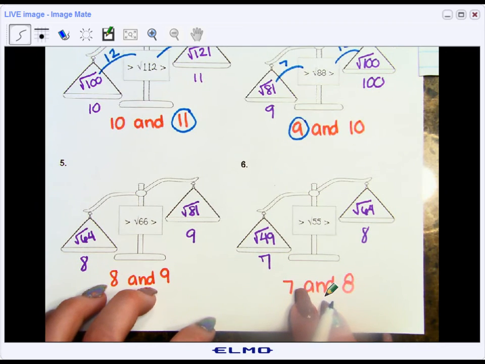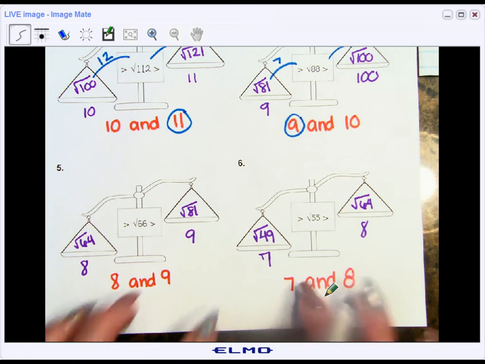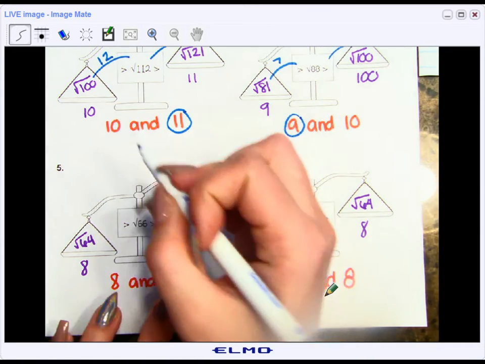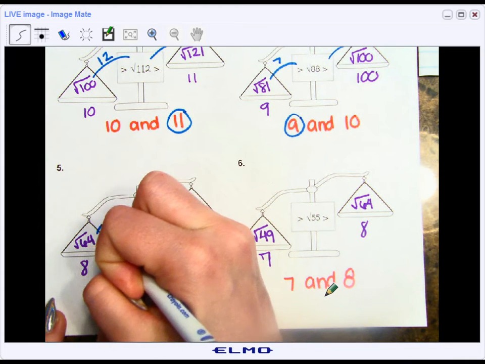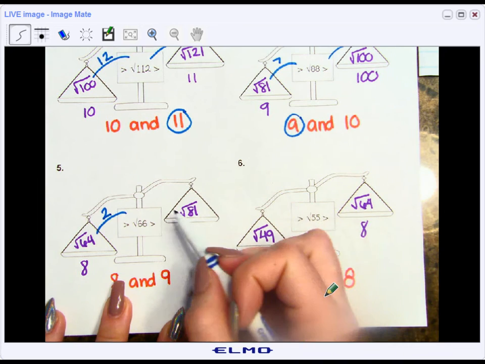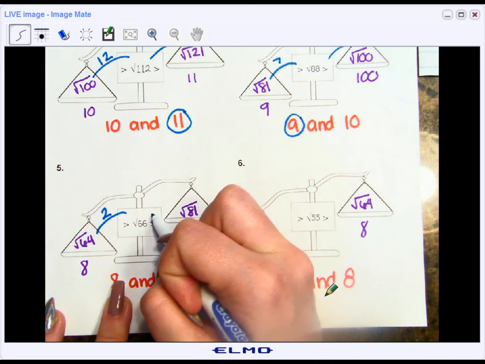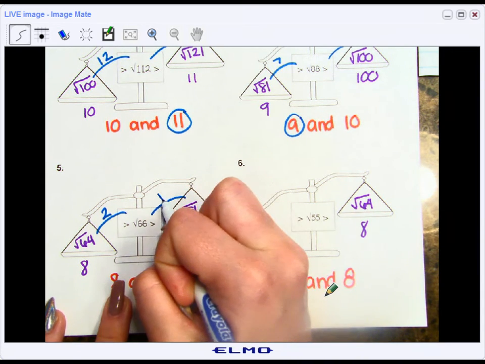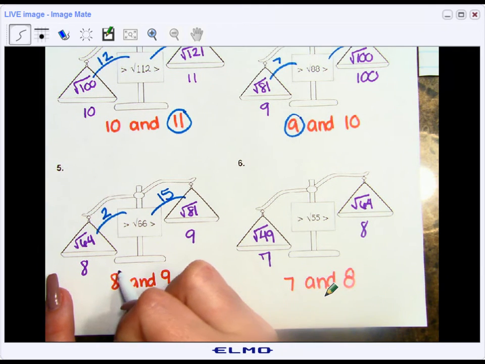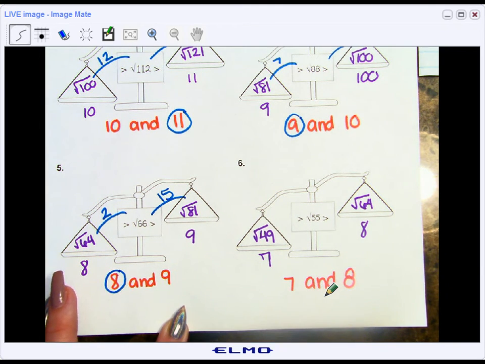Okay, on number 5, we have the square root of 66. The difference between 66 and 64 happens to be 2. And the distance between 81 and 66, or the difference, is 15. So the square root of 66 is closer to 8 than it would be to 9.